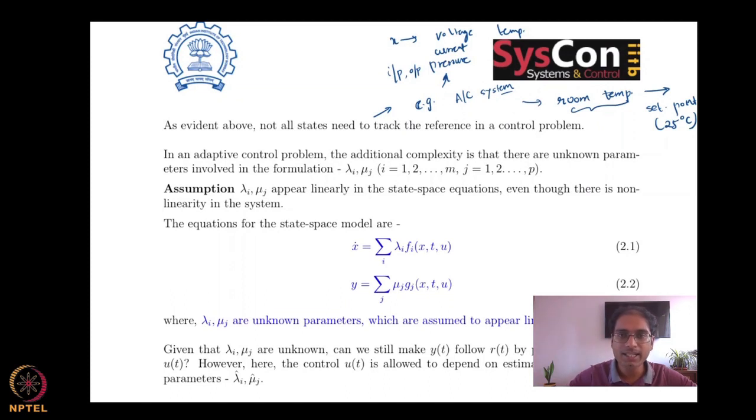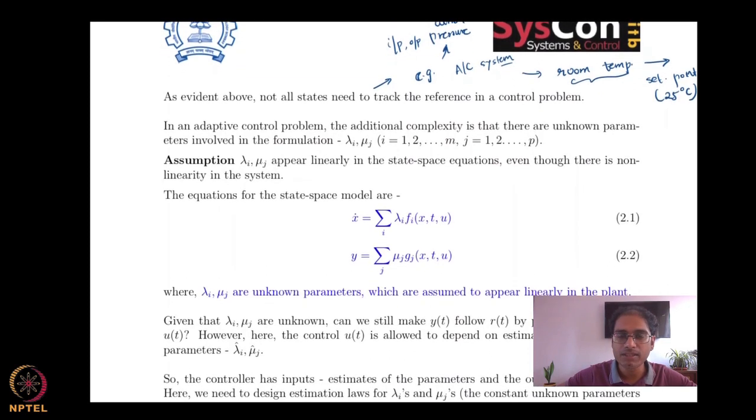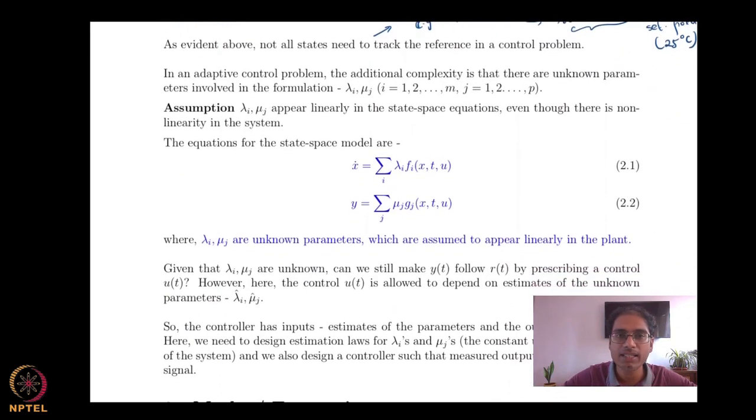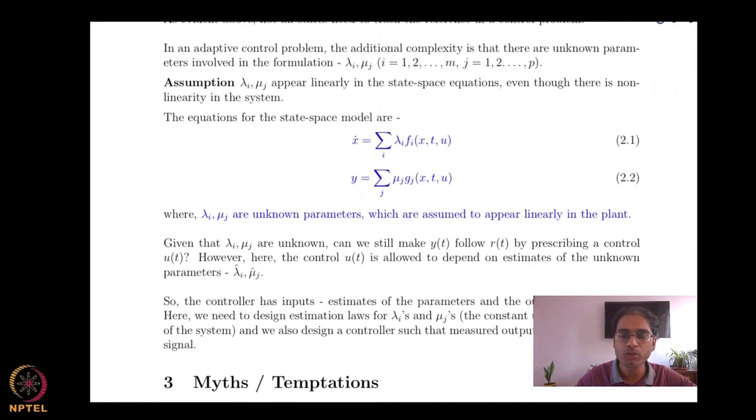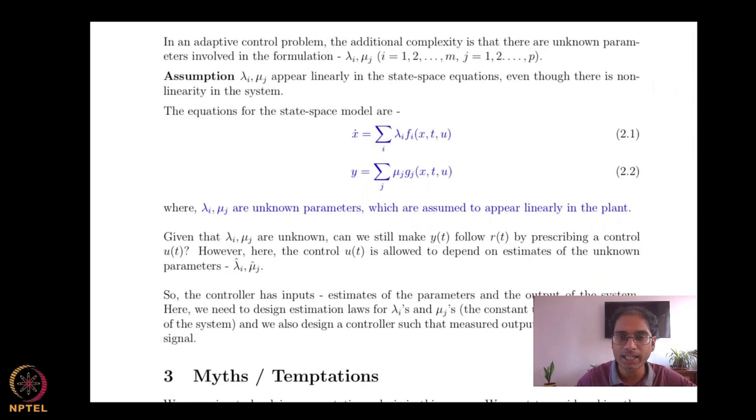Okay. So as I stated already, we have these standard assumptions, that these lambda i's and mu j's appear linearly. Even though the system is non-linear, the parameters appear linearly. Further, we have that the parameters are constant. So this is of course evident. The linearity is evident in 2.1, 2.2 again, which is simply rewriting what we had in the block diagram. These equations are simply rewriting whatever we had in the block diagram.